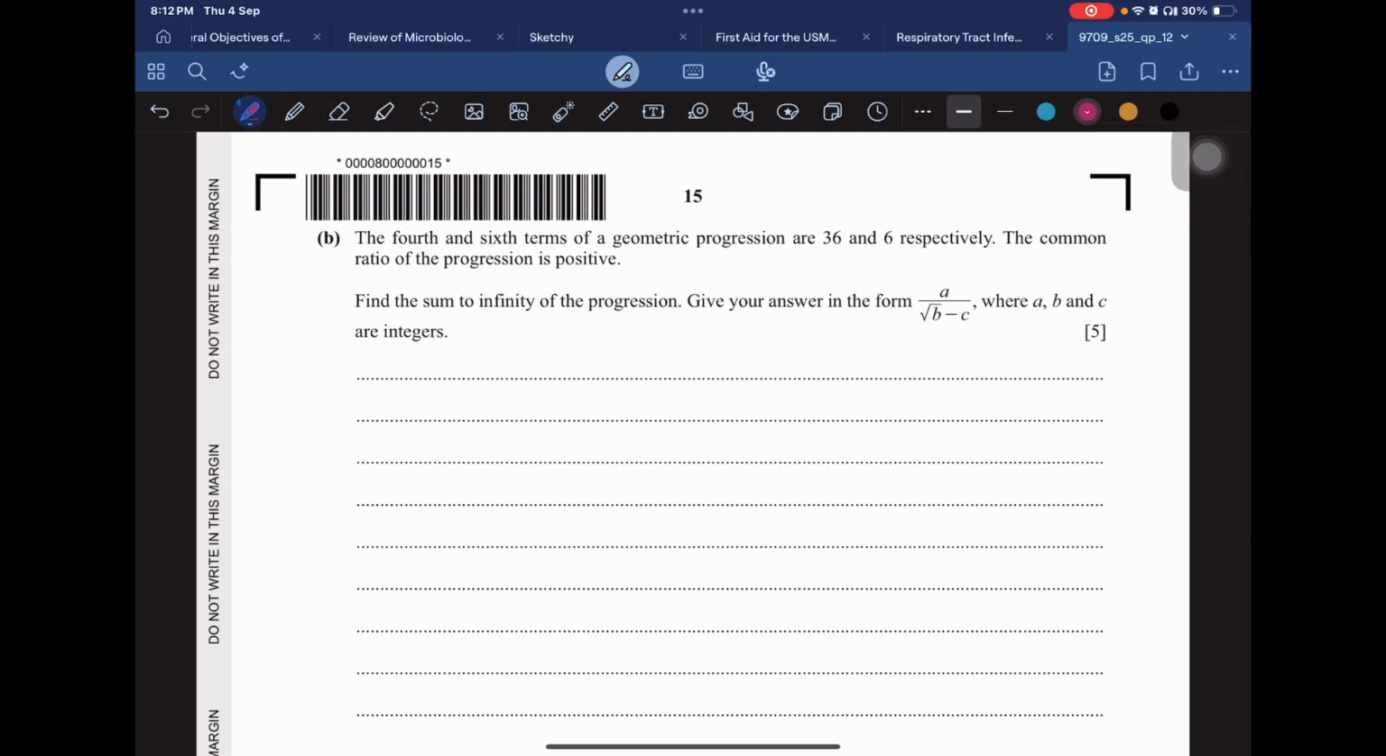Part B. The fourth and sixth terms of a geometric progression are 36 and 6. So T4 is 36, T6 is 6. The common ratio of the progression is positive. Find the sum to infinity of the progression. Give your answer in the form that is given.